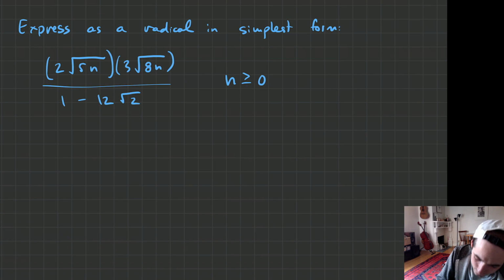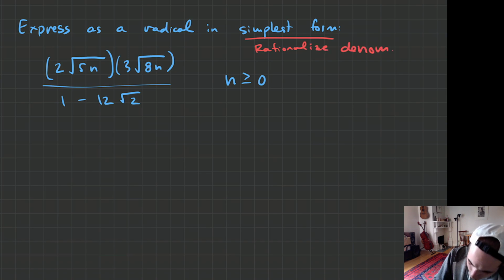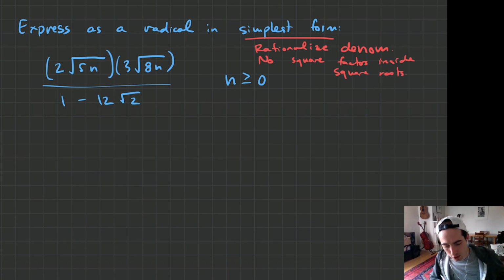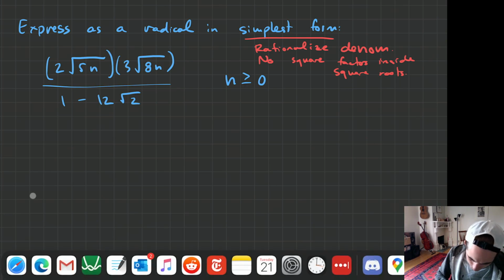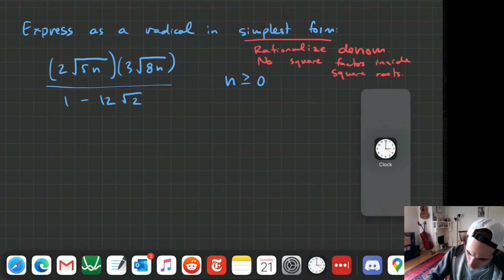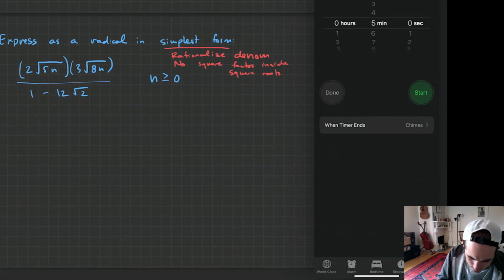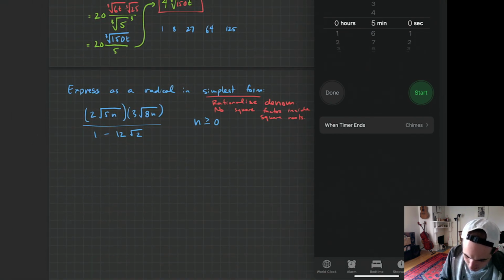So in simplest form, this means we need to rationalize denominators, make sure there are no square factors inside square roots. And that's pretty much all you need to do. So no square factors inside the square roots, and you need to rationalize the denominator. So you know what, this looks like maybe a slightly more challenging question. So maybe I'll give you 7 minutes.